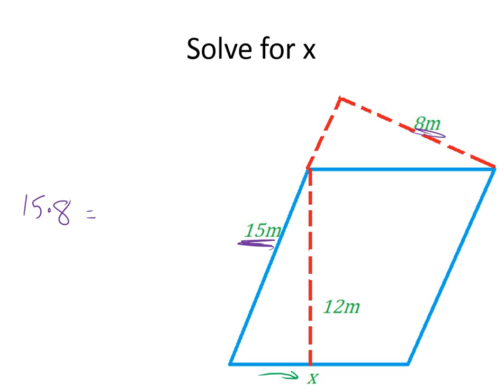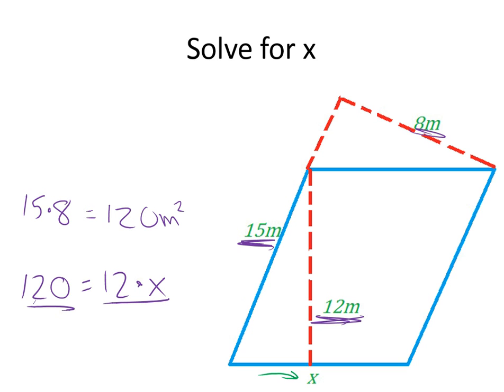We'll go 15 times 8 and find what our area is, which ends up being 120. So now we know that the area of the blue object is 120 meters squared. Well, if our height is 12, our altitude is 12, then we multiply it by its base and it must equal 120. So we go 120 is equal to 12 times x. Solve for x and we get 10. So that means that the length of the other side must be 10 meters.